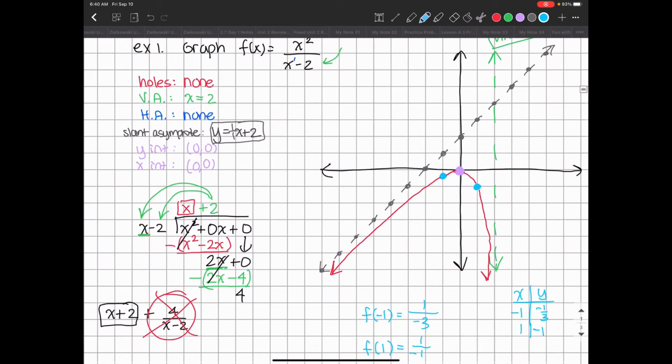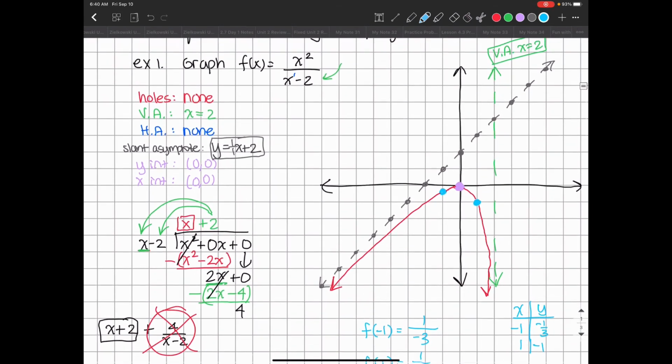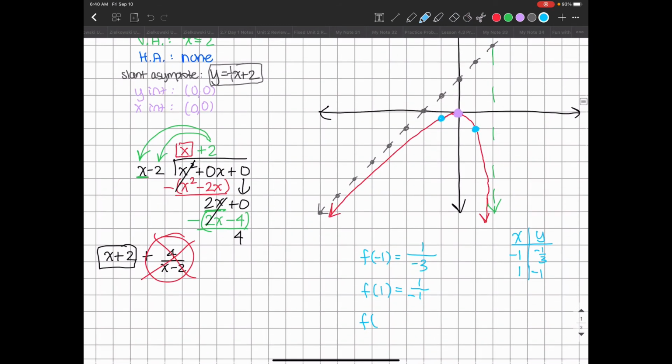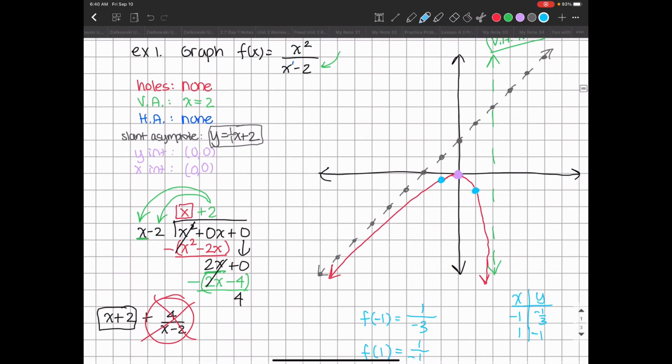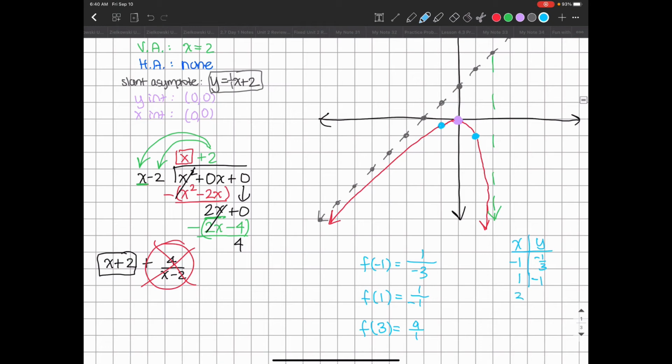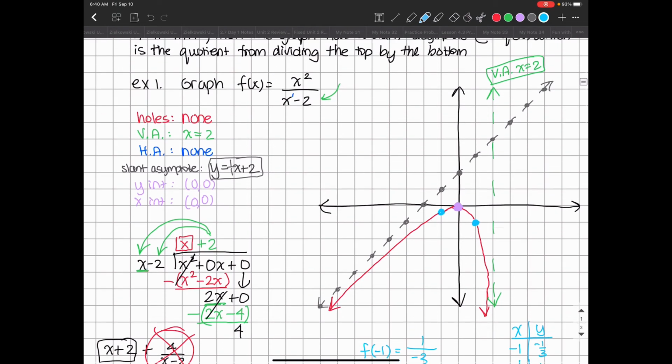So I'm going to plug in something to the right of that vertical asymptote. I'll plug in x is 3. f of 3: I have 3 squared, which is 9, over 3 minus 2, which is 1. So I'm going to get (3, 9), which is up here-ish. That's probably not right, I didn't count. And then I know that I have a piece that looks like this up there. I should erase this vertical asymptote to be less confusing. So I have a piece that looks like that. Okay.